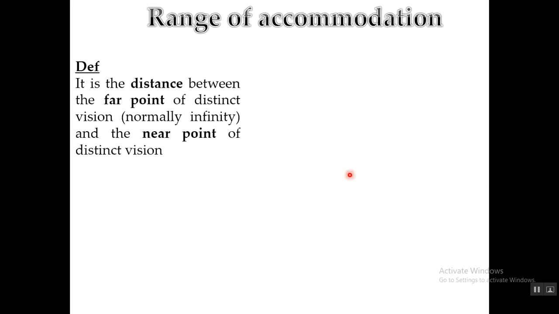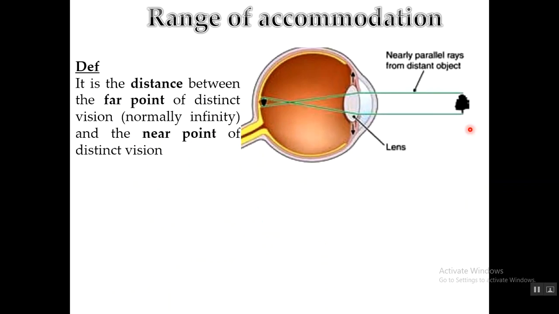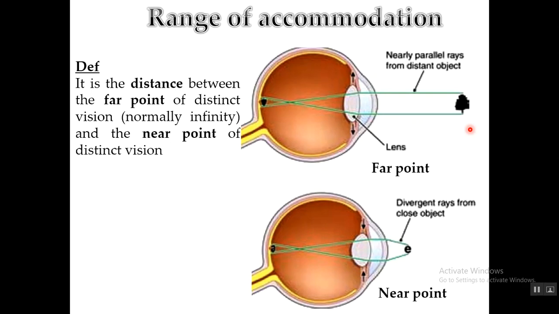What's meant by range of accommodation? Here, this is called the far point, and this is called the near point. The near point means the nearest point to the eye with clear vision, and the far point means the most distant point for an object with clear vision. The distance between the far point and the near point is called the range of accommodation.